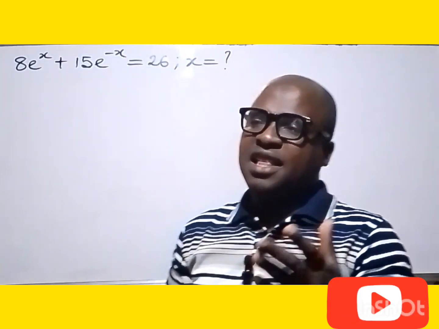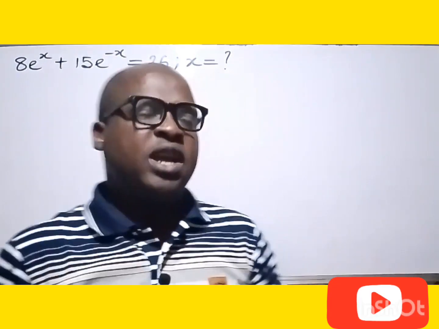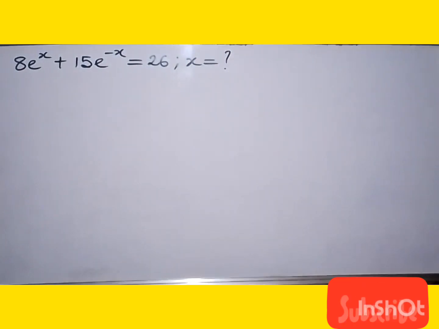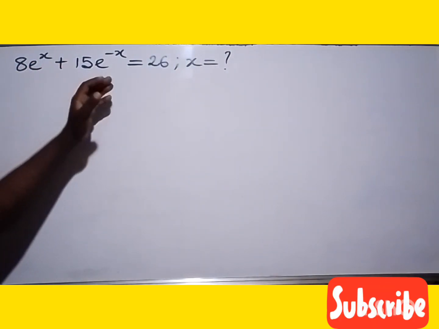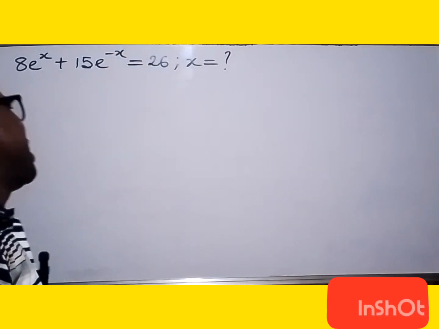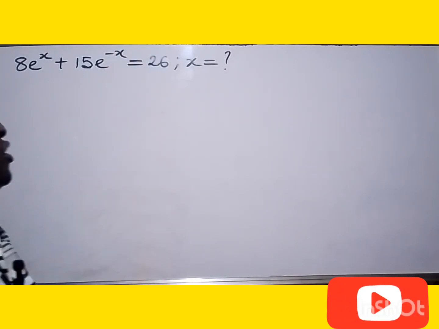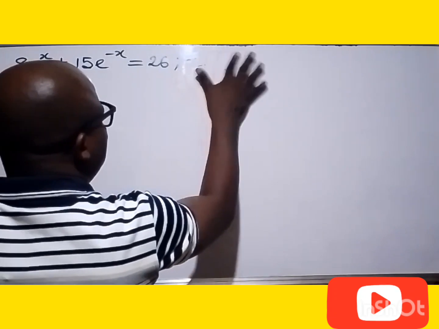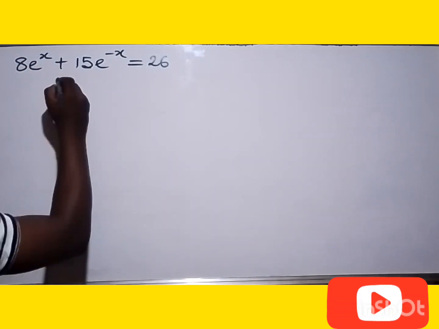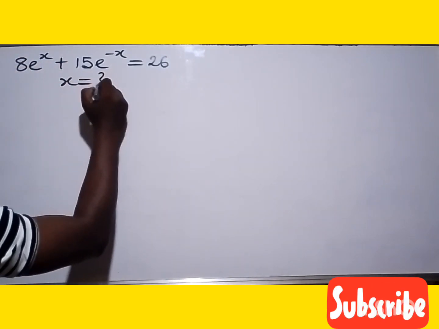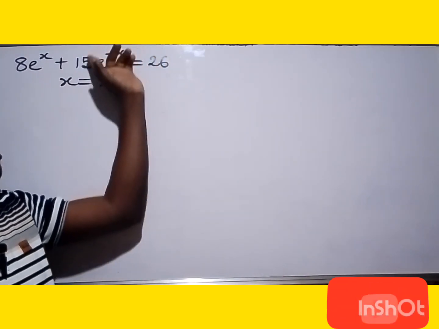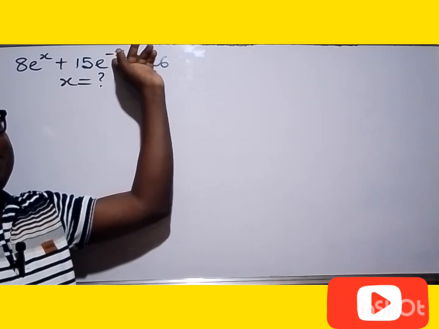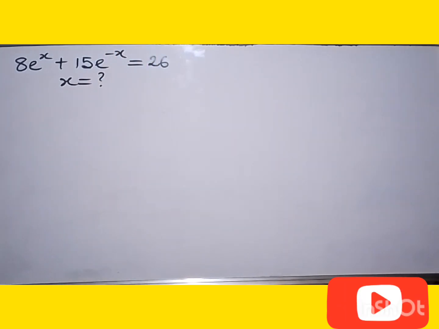Let's do justice to the question right now. We are given 8e^x plus 15e^(-x) equals 26. We are asked to find the value of x. So x is equal to question mark. How can we get x? The first thing we need to do is to remove this negative sign here. That is the first thing we are going to do.